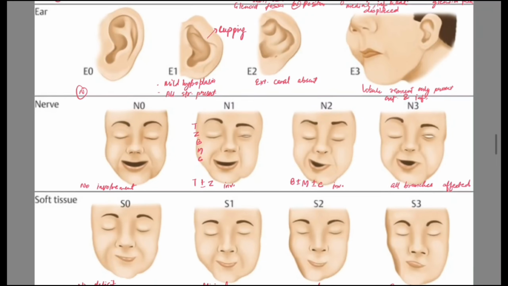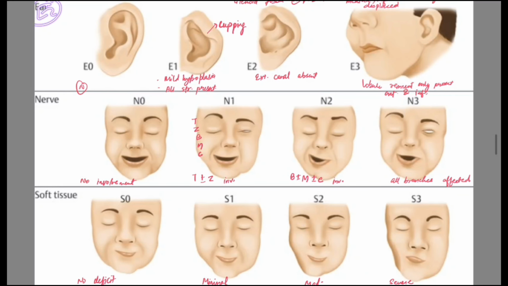Now coming to ears. Here, E0 represents a normal ear, E1 represents mild hypoplasia, but all the structures are present. E2 represents the external auditory canal is absent, and E3 represents only a lobular remnant present.